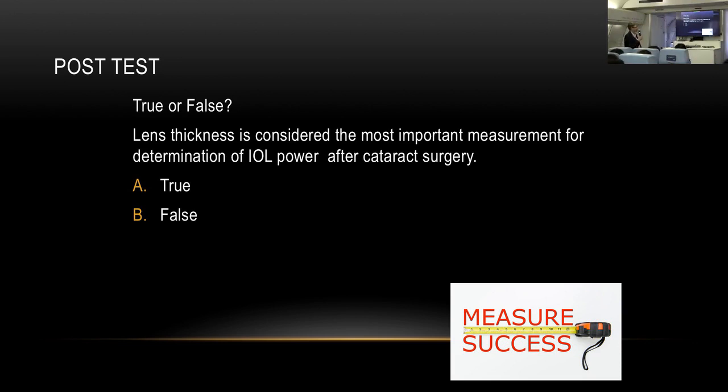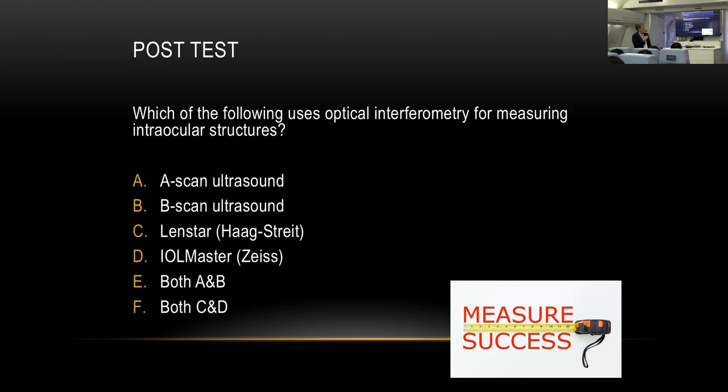False. Yes, it's false. What is the most important measurement? Axial length is the most important measurement. Very good. Which of the following in this list uses optical interferometry for measuring the intraocular structures? F, right. Both C and D, the Lenstar and the IOLMaster, are examples of optical interferometry.